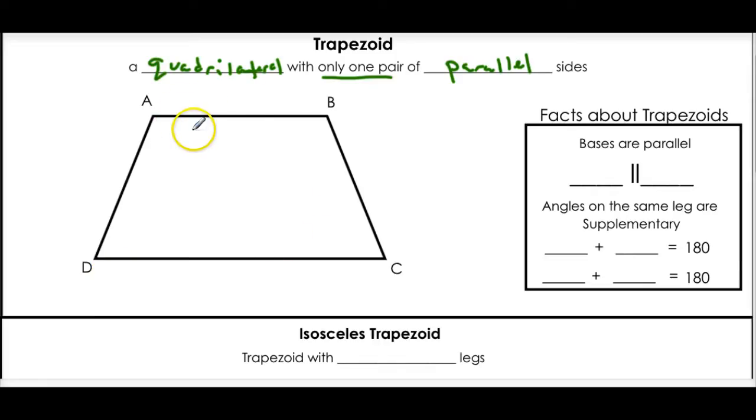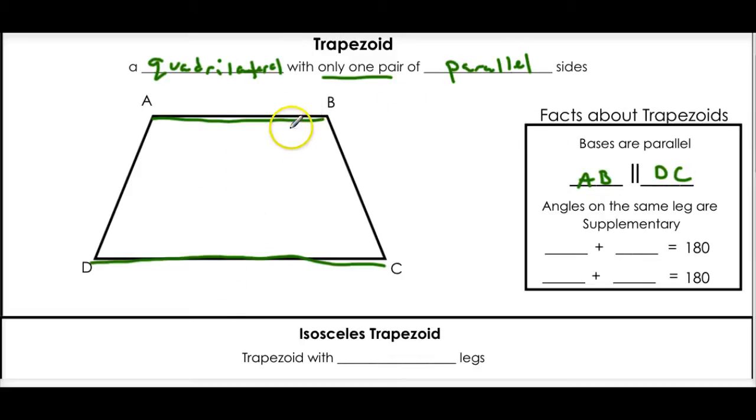Which two sides look parallel? You thinking about it? Good. AB and DC look parallel, okay? And so those are called our bases. The parallel sides of a trapezoid are called our bases, and they're parallel. So AB is parallel to DC. Bases in a trapezoid are always the parallel sides.